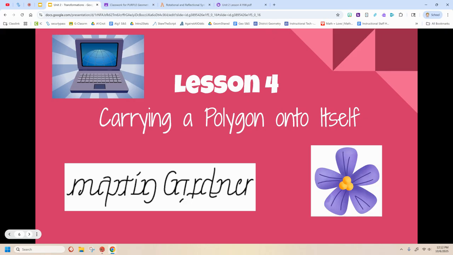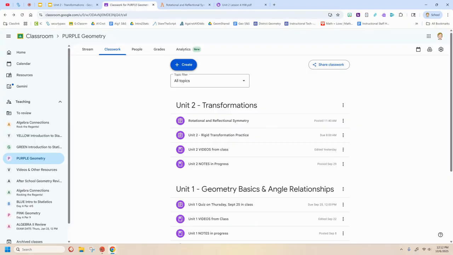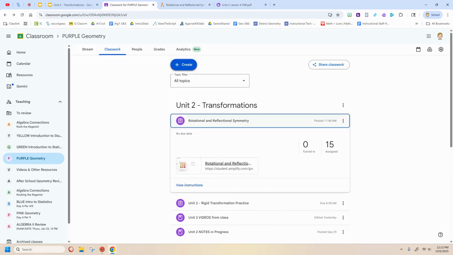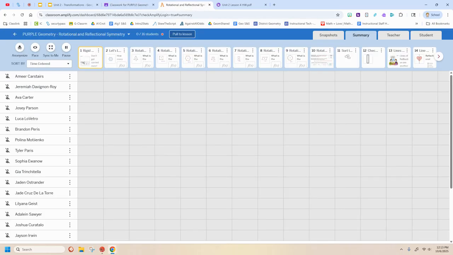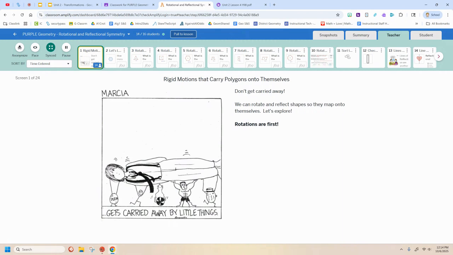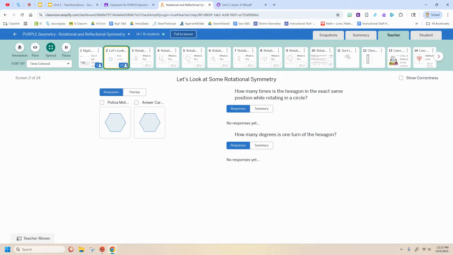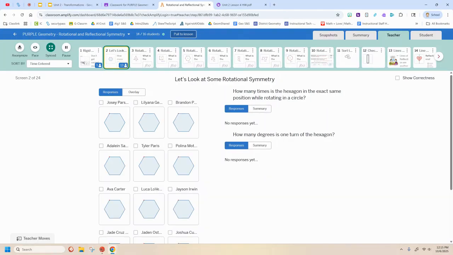So we're going to do an activity together in your Chromebook. So you're going to go to your Chromebook first, and hopefully this will work. And if not, we'll do it all up at the board together. You're going to go and find an activity called rotational and reflectional symmetry in the Google Classroom, and it should take you to something called Amplify. You might need to log in with your Google. Let's see if it works. And don't get carried away. We can rotate and reflect. So rotations are first. So here we are. We're on slide 2. So everybody should get there.